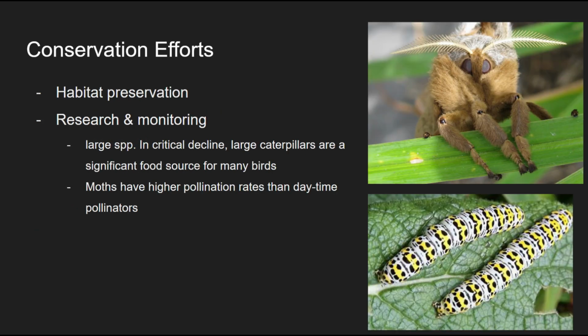So for conservation efforts, habitat preservation is a big one. We're trying to figure out how to better protect their habitats, and that's why research and monitoring is more important. Larger species are in critical decline. Large caterpillars are a significant food source for many birds; that's primarily what baby birds feed on too, a lot of these moth caterpillars. Moths have higher pollination rates than daytime pollinators. Again, like I said, that's another major reason why we need to conserve these species.